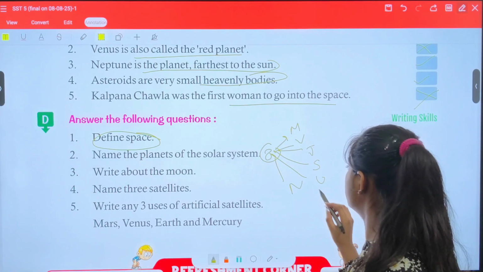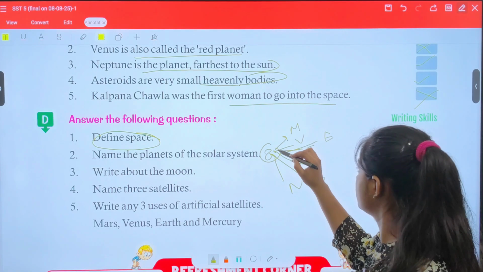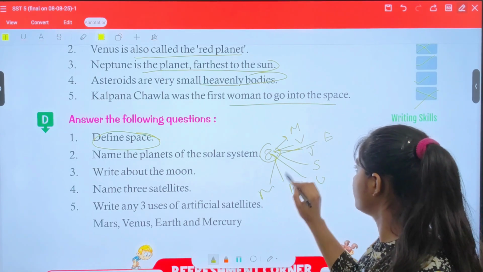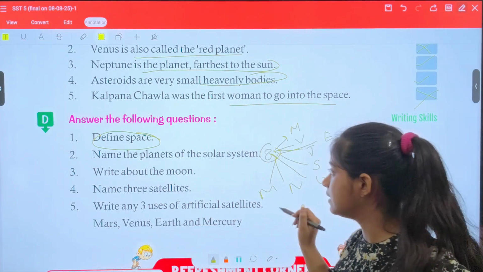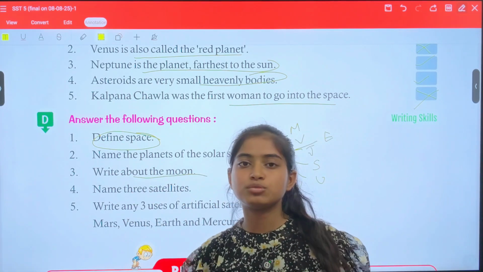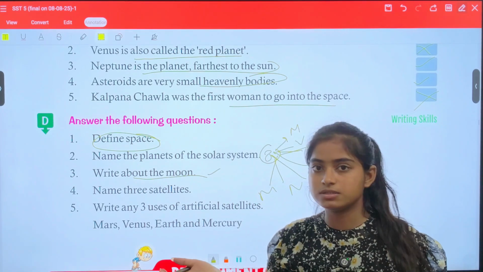Mercury, Venus, Earth, and Mars. So Mercury, Venus, Earth, Mars, Jupiter, Saturn, Uranus, Neptune. You can mention these 8 planets. Next, we have: write about the Moon. The Moon is the only natural satellite. It is the closest neighbor of the Earth.